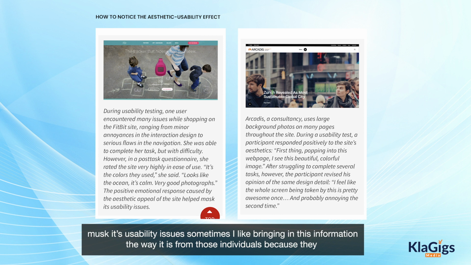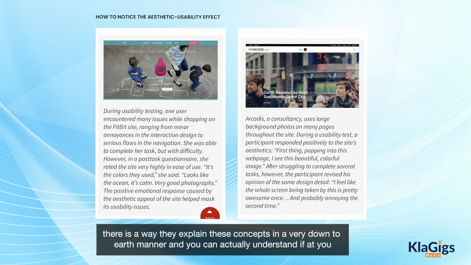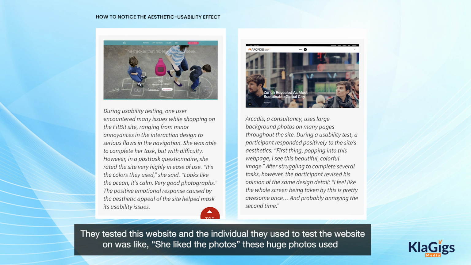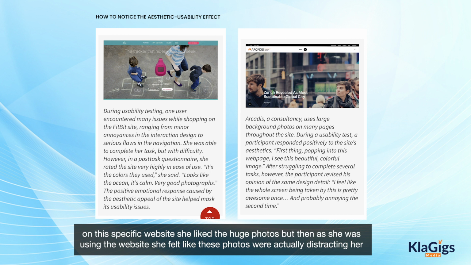Sometimes I actually like bringing this information the way it is from those colleagues or from those individuals, because there is a way they explain these concepts in a very down to earth manner, and you can actually understand, as if I told you, someone who really appreciates these concepts. So on another test they made, they tested this website, and the individual liked the huge photos used on this specific website. But then as she was using the website, she felt like these photos were actually distracting her because they were on every page.